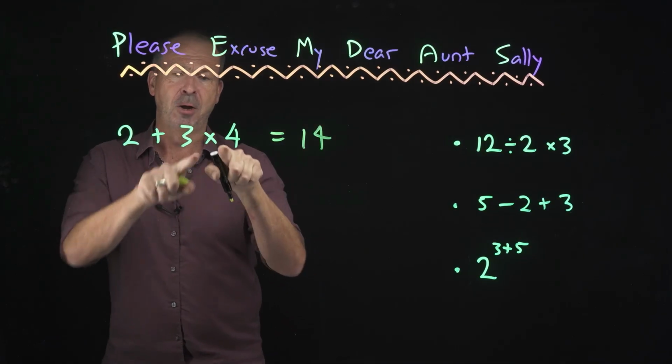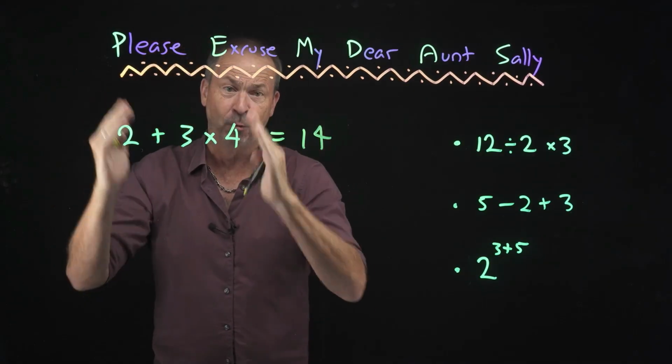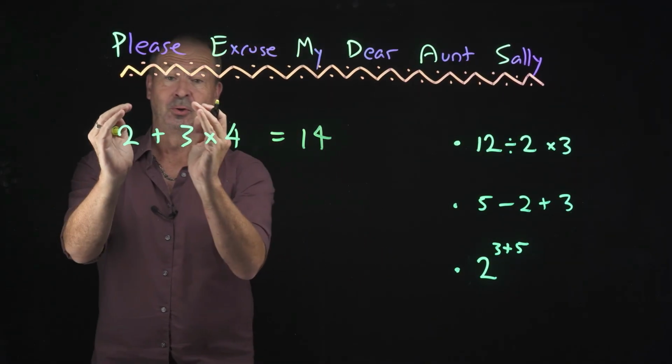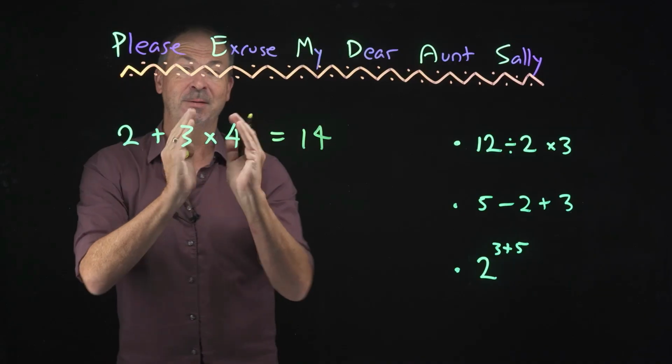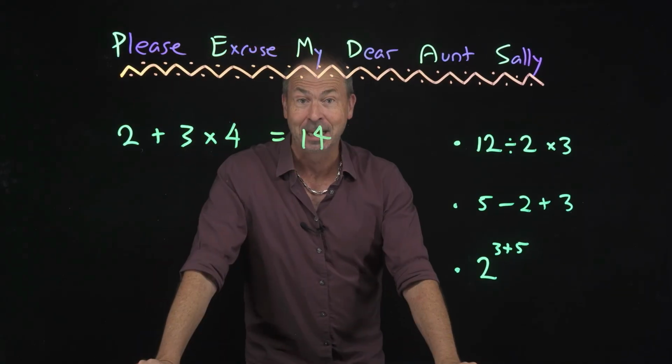So students learn multiplication beats addition. This will evaluate to 14. It won't evaluate by doing the addition first: 5 times 4, 20. It evaluates to 14 instead.